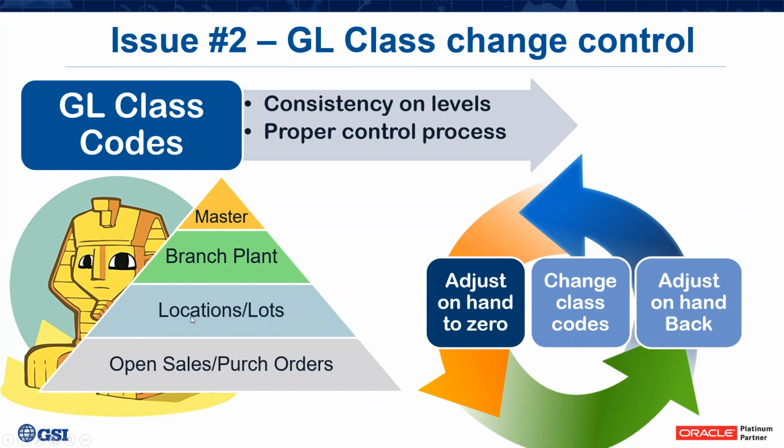They'll change it at the branch level, but they won't update the locations or the lot. So you have to have consistency on your levels, and you have to have the proper change process in place in order to prevent GL class codes from causing reconciling items.